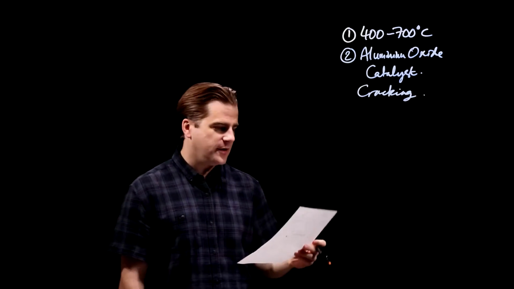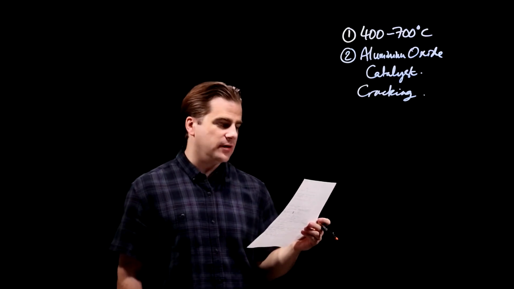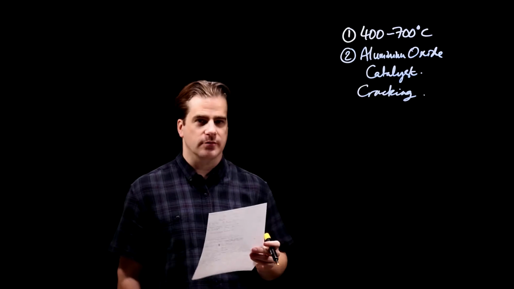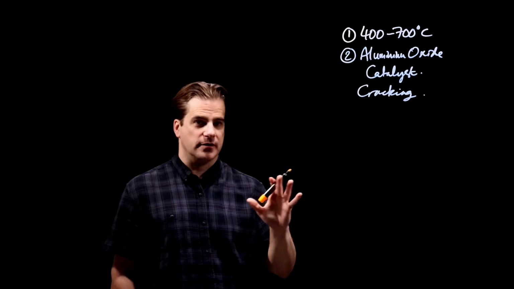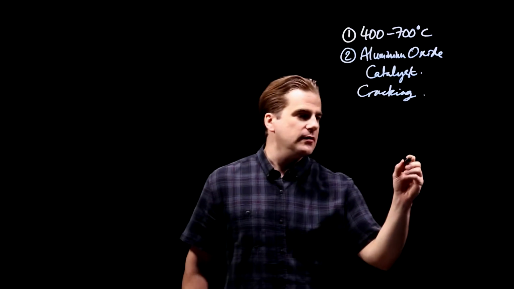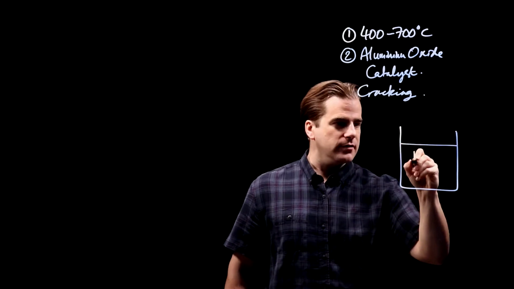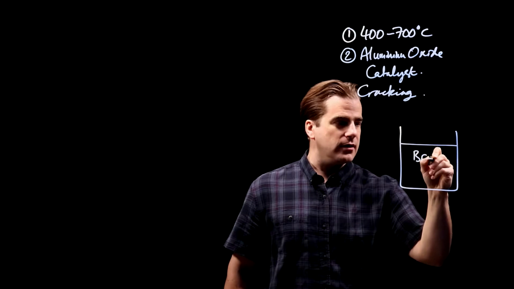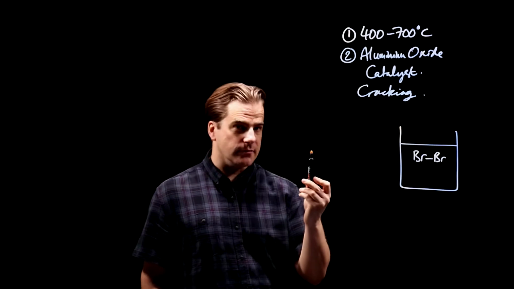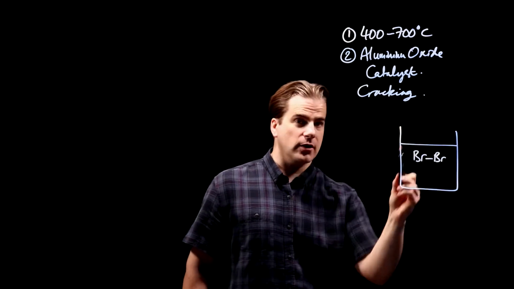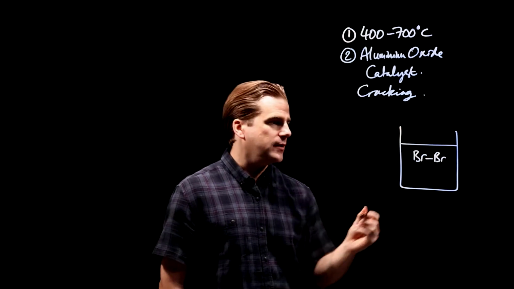Okay, next question. Complete the sentence. When alkenes react with bromine water, the colour changes from orange to what? It changes from orange to colourless. Okay, 1 mark. Simple as that. The reason is, if you've got your bromine water, bromine is Br2. Bromine atoms form 1 bond, so the bromine molecule, Br2, is 1 bromine atom, single bond to another bromine atom.